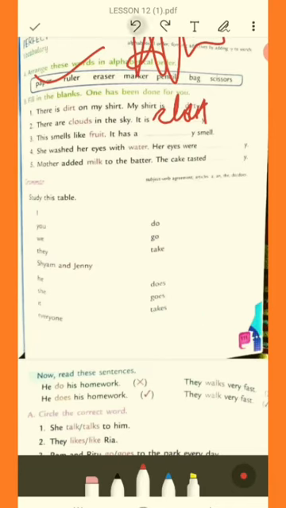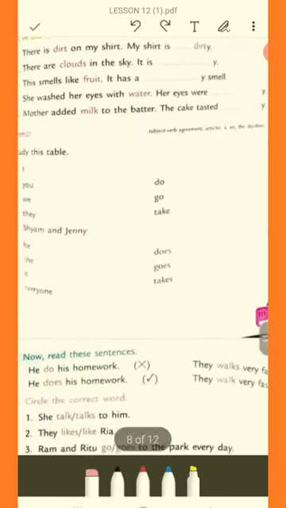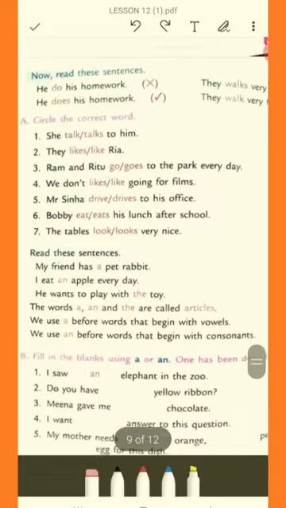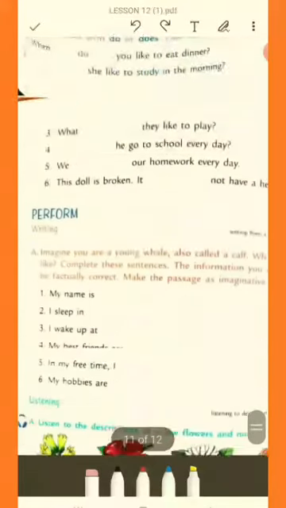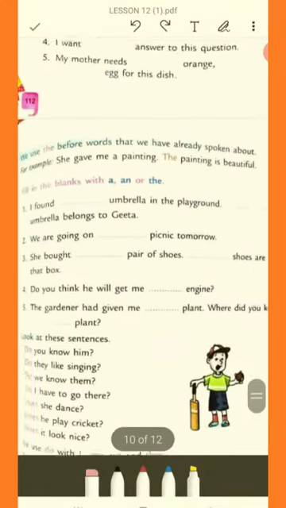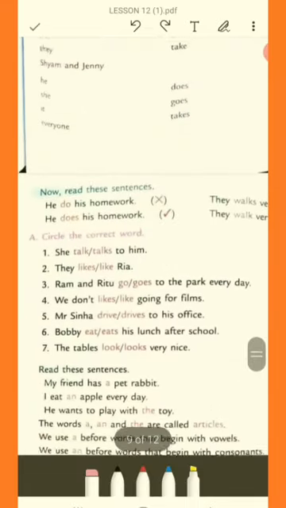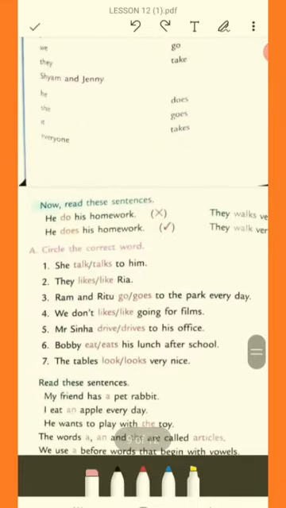Now let's read the sentences given below. For your standard, you won't understand these things very deeply. We will read through, try to practice them, read more and more, and then with practice things will be better. Okay, let's see.